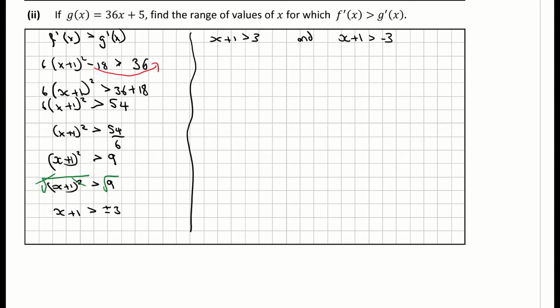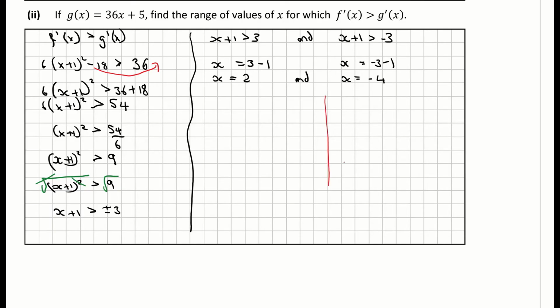So that is leaving me with x is equal to 3 take away 1, so that's giving me 2. And I also have x is minus 3, take away 1, so x is equal to negative 4. So there are my two solutions for x. It wants to find the range of values, so I just need to do a quick sketch here just to see what we're looking at.